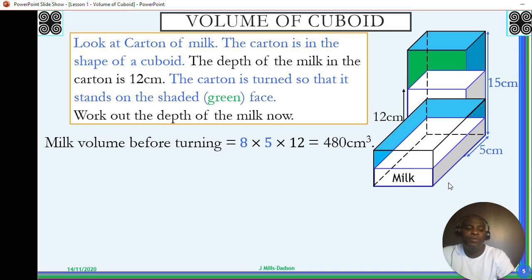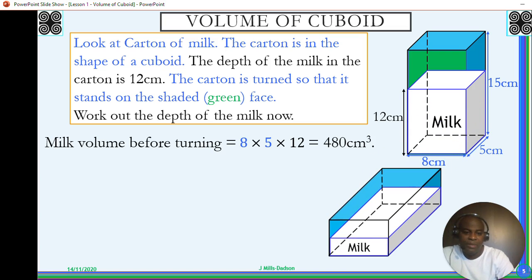Now, we've turned the carton down, and you realize that the shape of the milk has also changed inside the cuboid because it's liquid. Let's pull it aside. Now you realize that the milk is still the same, so the volume of the milk will not change. But if you look at the dimension, this 8 is the same as the top 8, so this side should be 8. The long side, which is the height 15, is the one at the bottom here. So let's bring the numbers down.